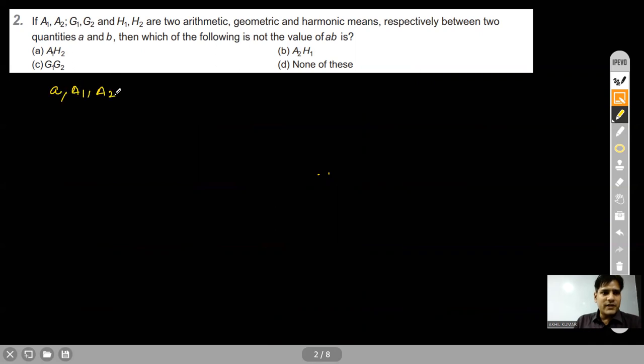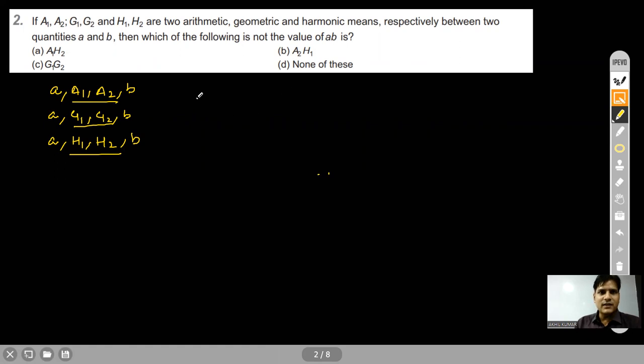So there are two arithmetic means between A and B. There are two geometric means between A and B. And there are two harmonic means between A and B. Right. So these are arithmetic means, these two are geometric means, and these two are harmonic means. Then which of the following is not the value of AB?